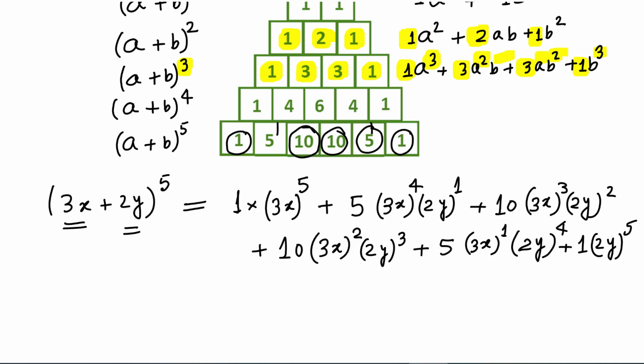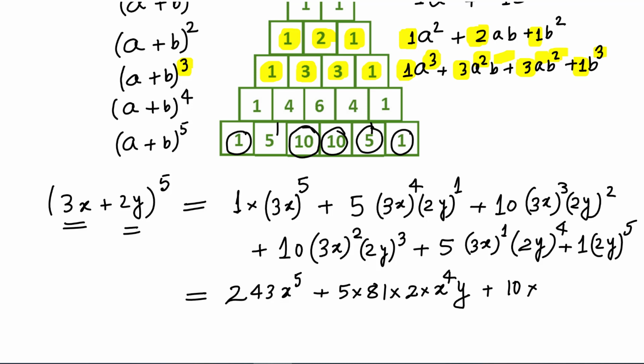So now I have to simply expand this term to get the corresponding expression. So this will be 3x raised to the power 5, this is 3 raised to the power 5, that is 243 into x raised to the power 5, plus 5 times 3 raised to the power 4 is 81, and 2 raised to the power 1 is 2, and then we will have x^4 y, plus 10 times 3 raised to the power 3, that is 27, and 2 raised to the power 2 is 4, and then we will have x cube y square.